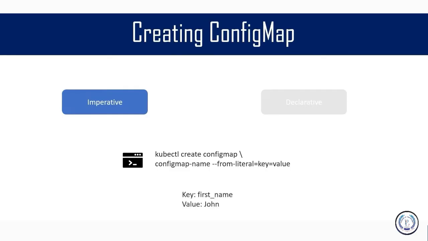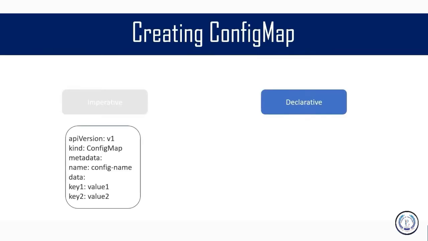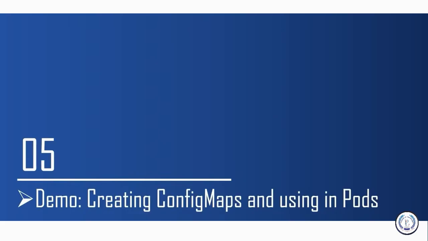These key value pairs can be something like first name as a key and a first name like John as a value. With the declarative approach, you can use the file structure of config map and define key value pairs inside it. Then you save the file with an extension of YAML. Afterwards, all you need to do is run the kubectl apply command and provide it the file that you just saved. We will look into this shortly in the demo. So let's dive right into the demo and look at how to create config maps and use them in pods.